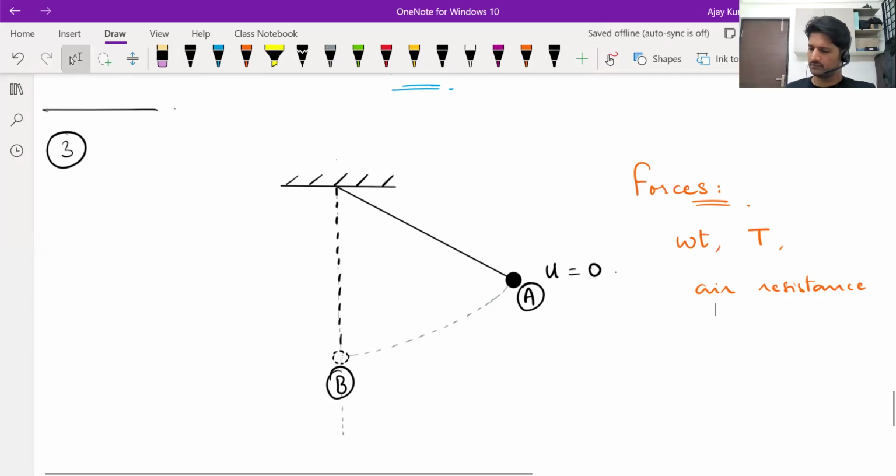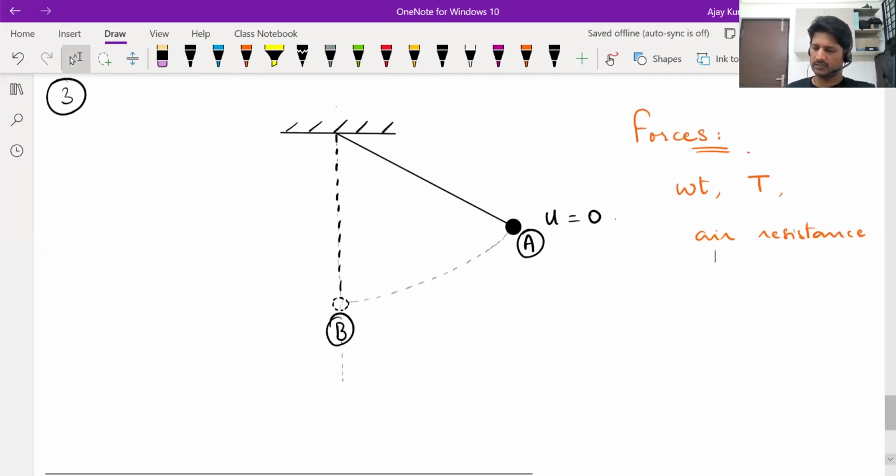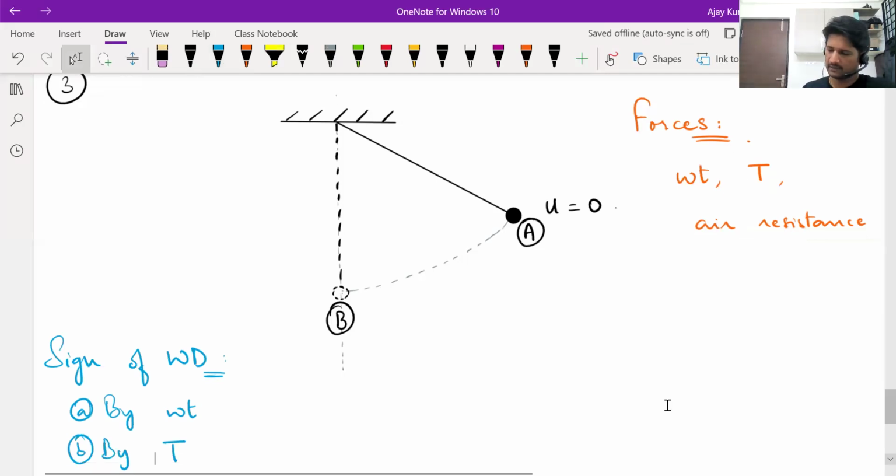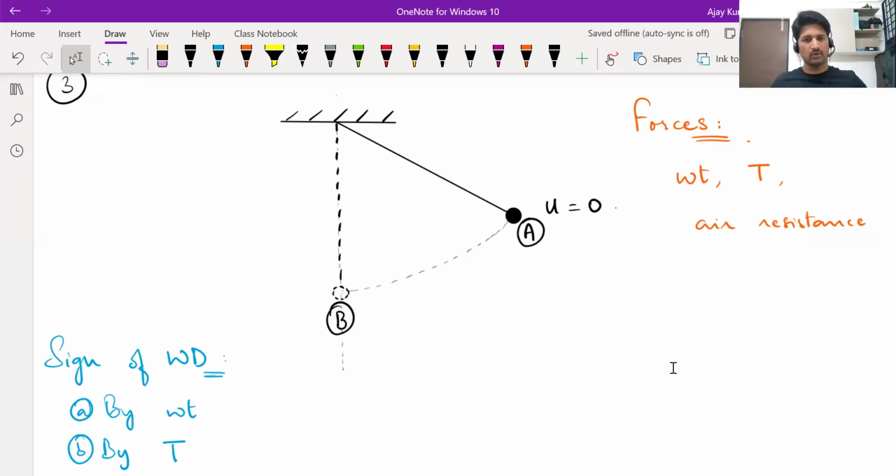So the question is just to find out the sign of work done by these forces. I want you to tell me the sign of work done, positive, negative, or zero, is what you have to find out. First, by weight as the object goes from A to B. Next, by tension. Air resistance we'll discuss later. Think carefully and answer both questions. Only the sign, and you know sign depends on angle between force and displacement. So visualize that carefully and answer.